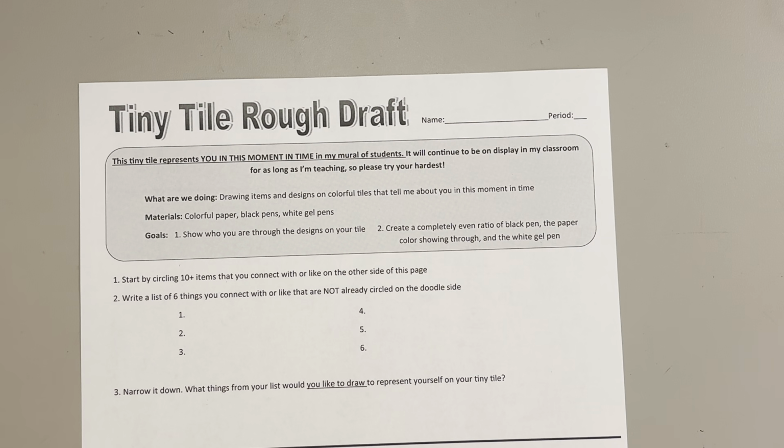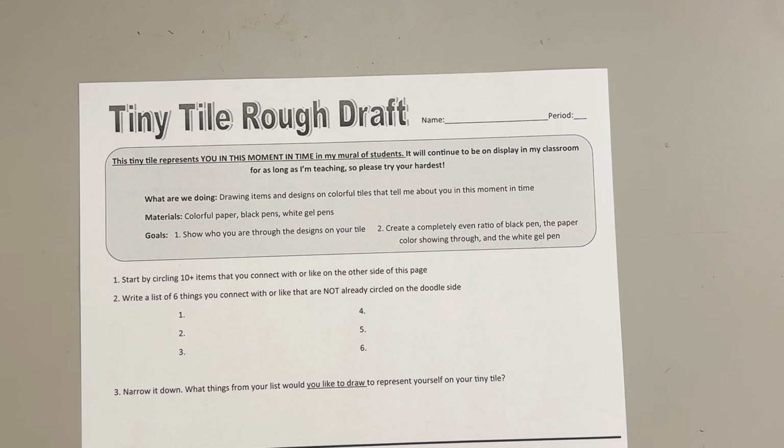And what we are doing is creating a tile that includes things that you're interested in, that you enjoy, that you like to do on your tile, and we're going to be creating them on the color of construction paper that matches the table that you sit at. And then we're going to include black pens and white gel pens to even out all three of the colors: the color of the background paper you're drawing on, the black pen, and the white gel pen.